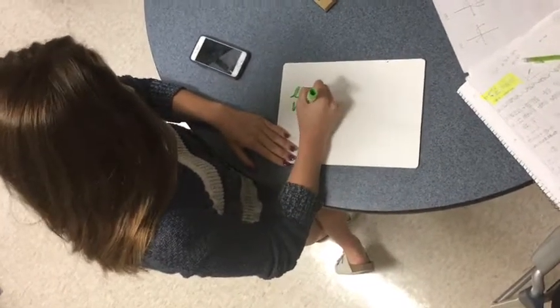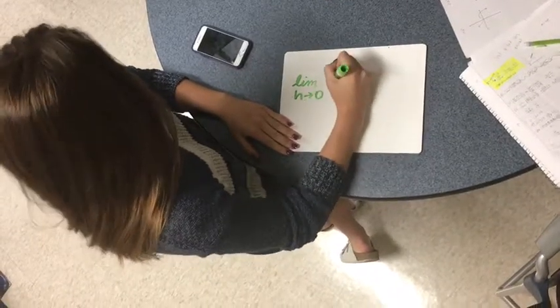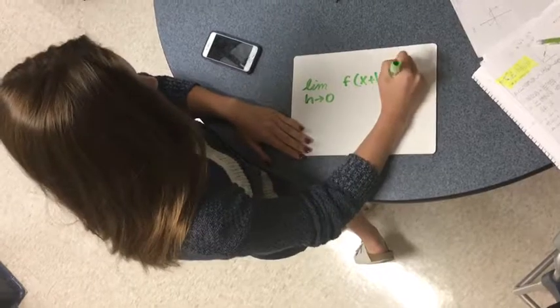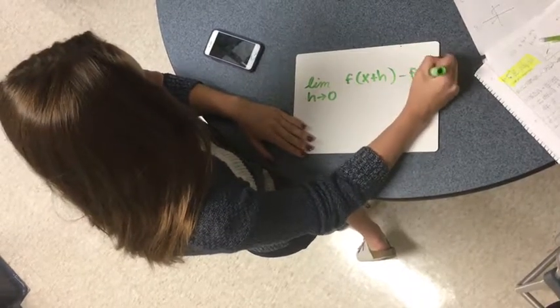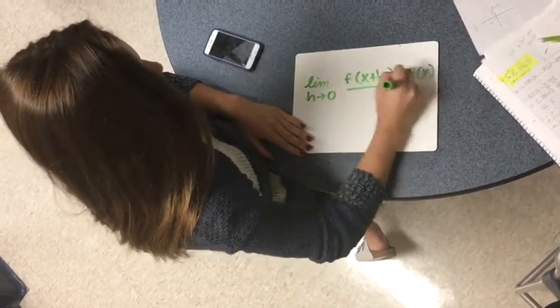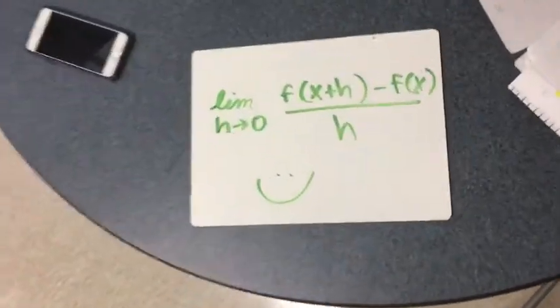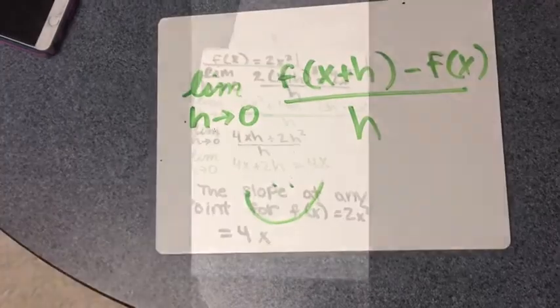Here, the teacher is drawing the definition of the derivative. And with this statement, you can find any derivative that you need. So as the limit approaches 0, f(x plus h) minus f(x) over h will get you your answer. And then you will be happy because you know.